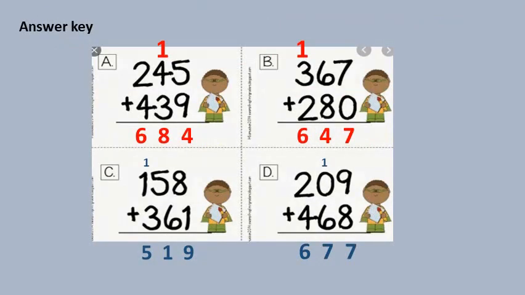Well, this is the answer key. Did you get the same as mine? Great job. Let's try to do one of them. Let's do C together. In C, I have 158 plus 361. So I will add the ones first. 8 plus 1 gives me 9. Do I need to regroup? No. When my answer is less than 10, I don't need to regroup.